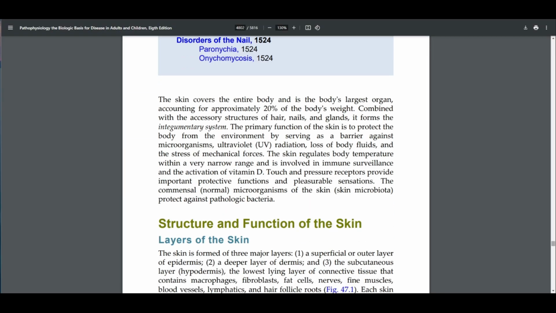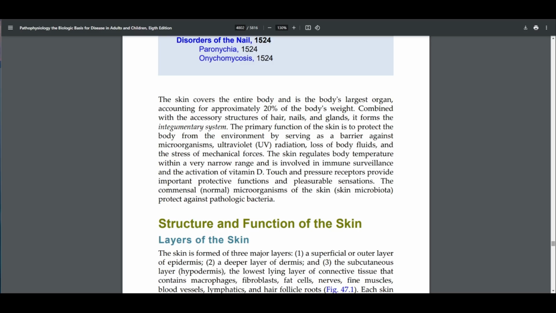The skin covers the entire body and is the body's largest organ, accounting for roughly 20% of the body's weight. Combined with the accessory structures of hair, nails, and glands, it forms the integumentary system. The primary function of the skin is to protect the body from the environment by serving as a barrier against microorganisms, UV radiation, loss of body fluids, and the stress of mechanical forces.